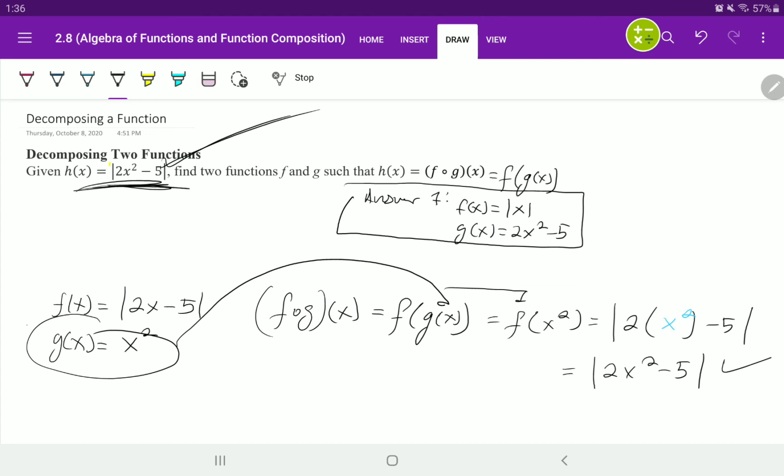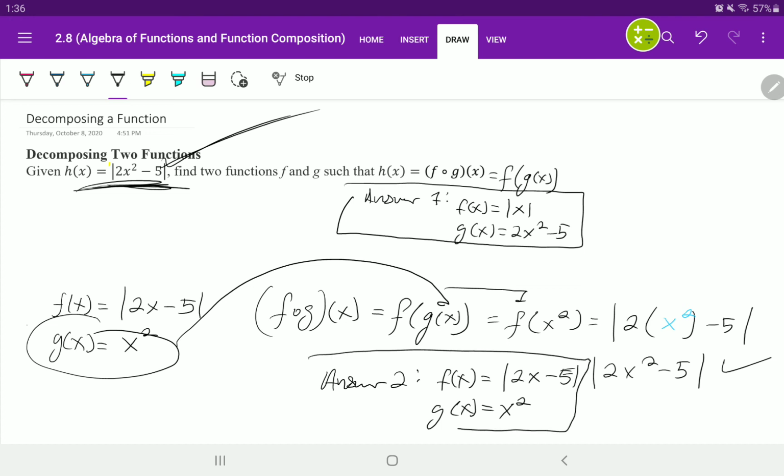So a second answer, answer 2, can be f of x, which is the absolute value of 2x minus 5, and g of x equals x squared. But the first one is the preferred answer.